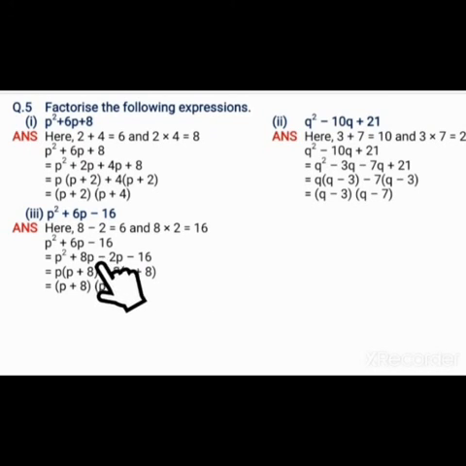Same as the third one. a plus b is 6 and a multiplied by b is minus 16. So 8 minus 2 equal to 6 and 8 2s are 16. So p square plus 8p minus 2p minus 16. So our required factor is (p plus 8) and (p minus 2).